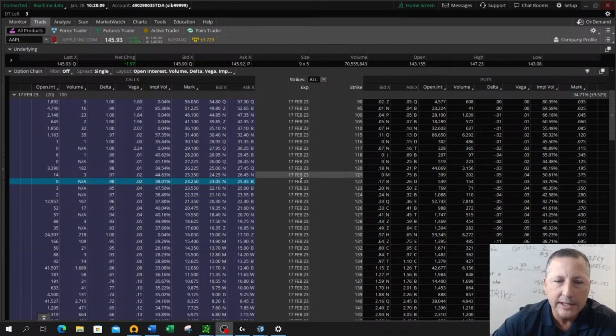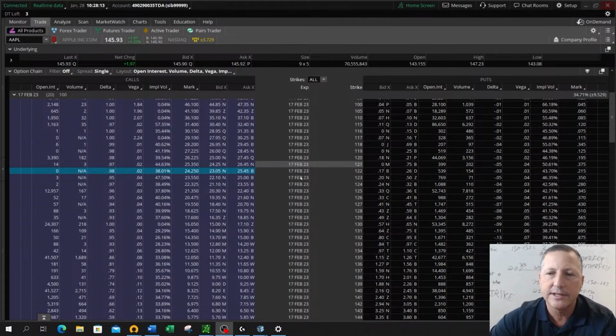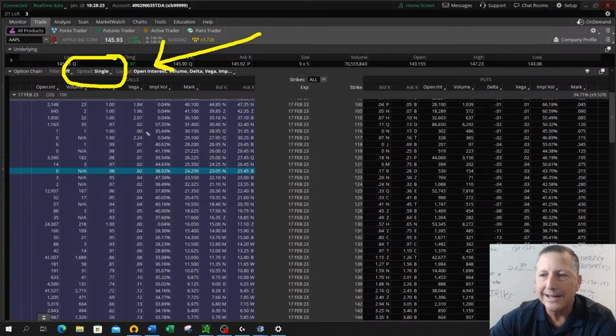But if you're looking to trade just a single option, buying or selling just a single option, call, put, doesn't matter, what you always want to do is right up here, make sure that spread tab right there is populated to single.